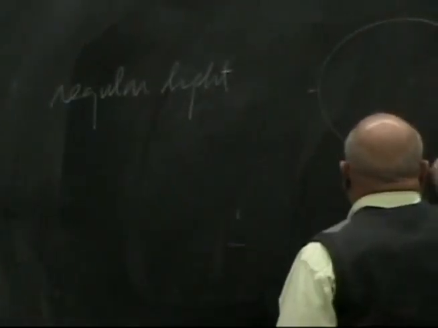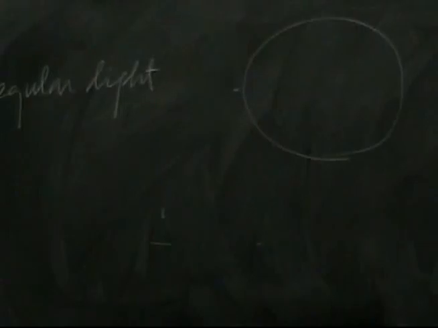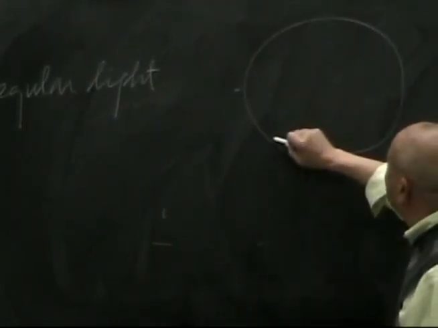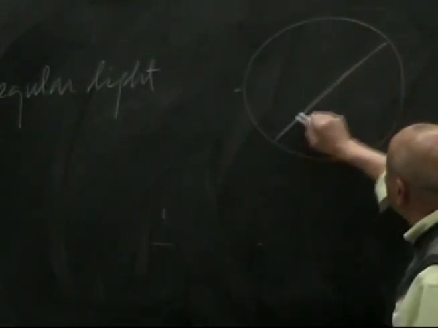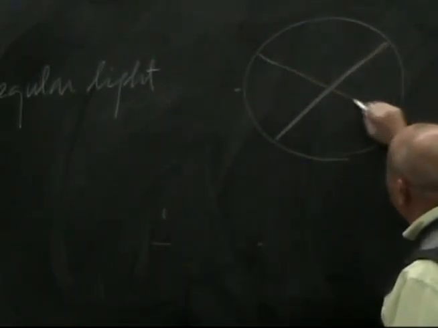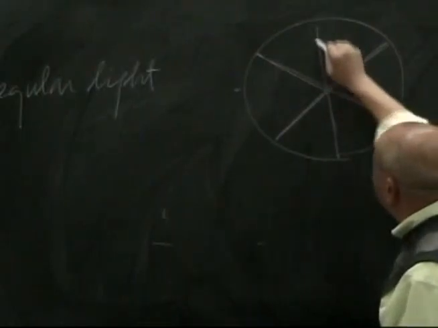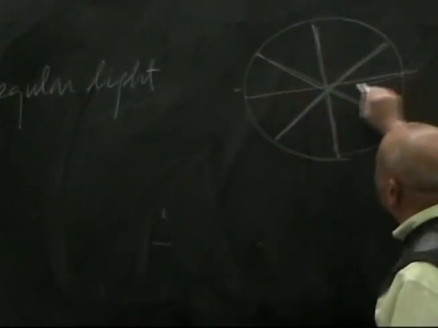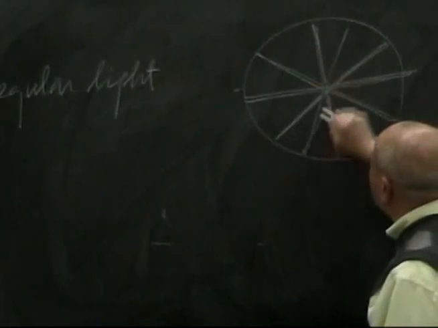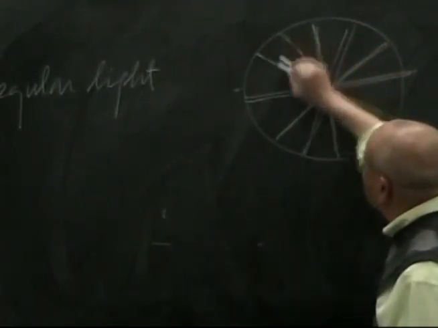So regular light, like the light in the room, like the light outside. The electrical beam is oscillating in one direction like that, in another direction like this, another direction like this, another direction like that, another direction like this, another direction like this.